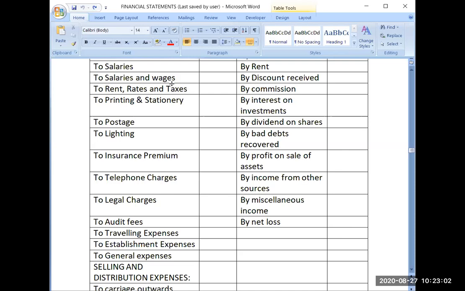Postage: the medium of communication is through the postal department or couriers, so it is called postage. Lighting: obviously electricity you will be using. Insurance premium: whatever insurance you have taken for your business.